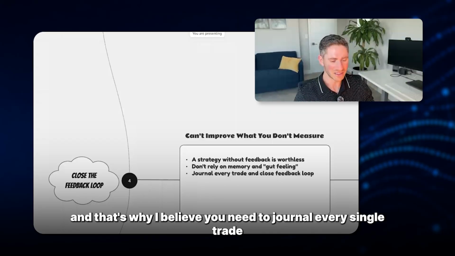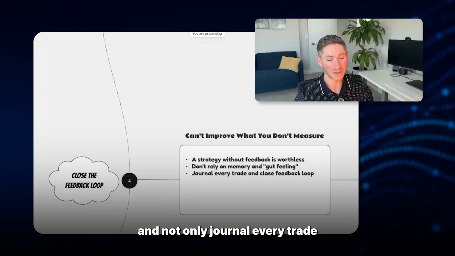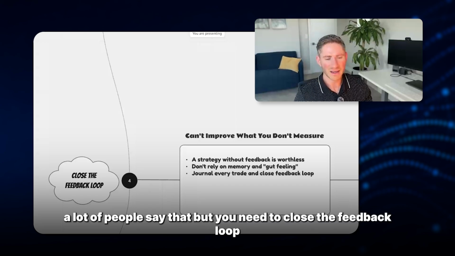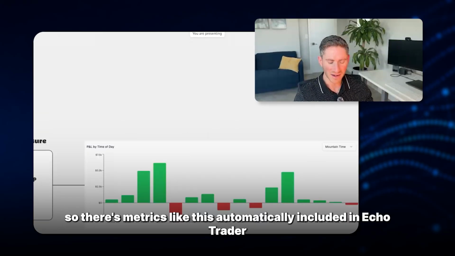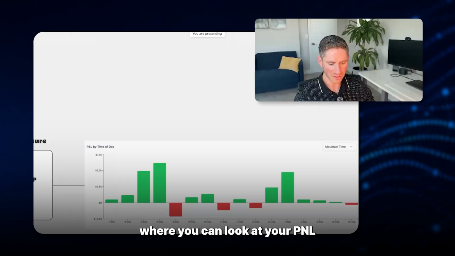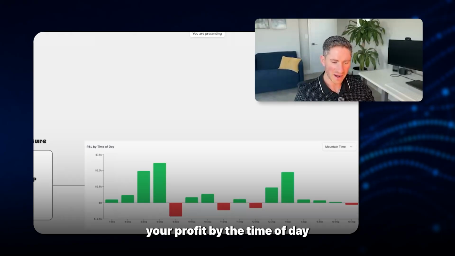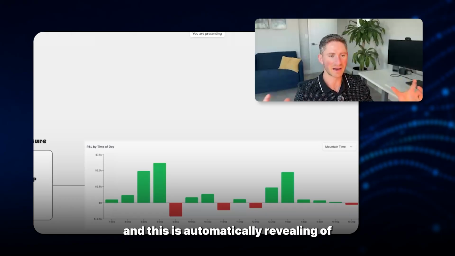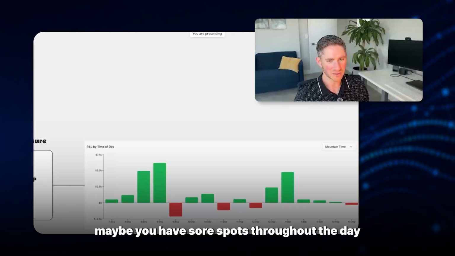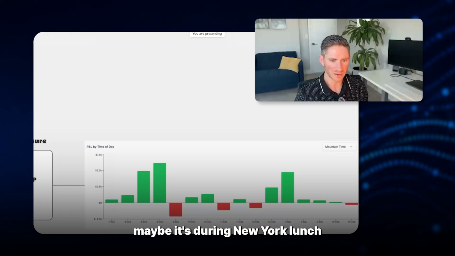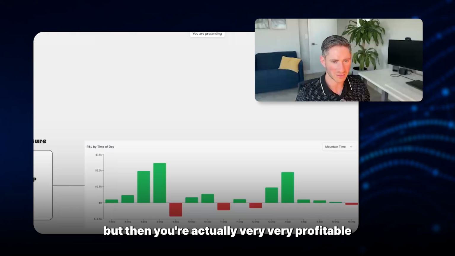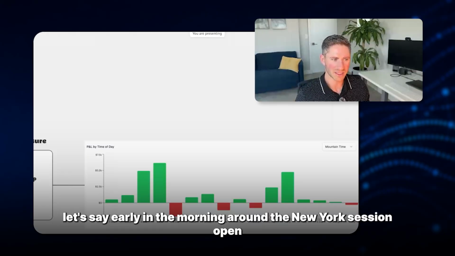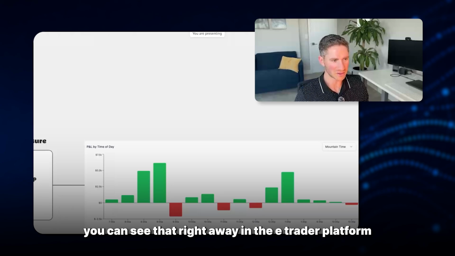And that's why I believe you need to journal every single trade, and not only journal every trade, a lot of people say that, but you need to close the feedback loop and get the metrics on what that journal is telling you. So there's metrics like this automatically included in Echo Trader, where you can look at your P&L, your profit, by the time of day. And this is automatically revealing of maybe you have sore spots throughout the day. Maybe it's during New York lunch, maybe it's late at night where you're not trading very well, but then you're actually very, very profitable, let's say early in the morning around the New York session open. You can see that right away in the Echo Trader platform.